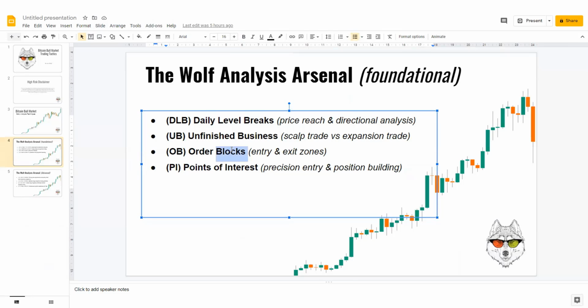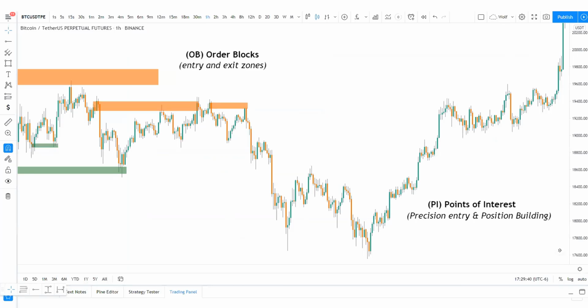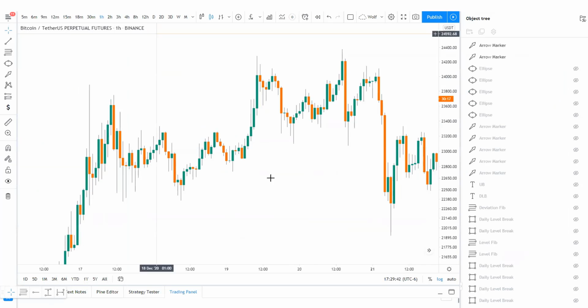So order blocks, like I said, I view them as zones. And oh, sorry, one second, Wolf. Someone's asking if the principle of unfinished business works on all time frames. It does, but I see it being more accurate on the hourly level probably than most others. But I definitely consider it on the hourly, the 4 hour, and some on the 15.